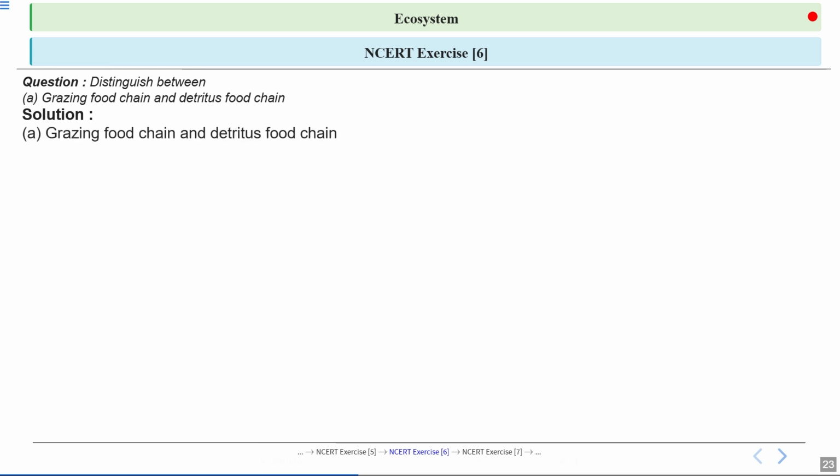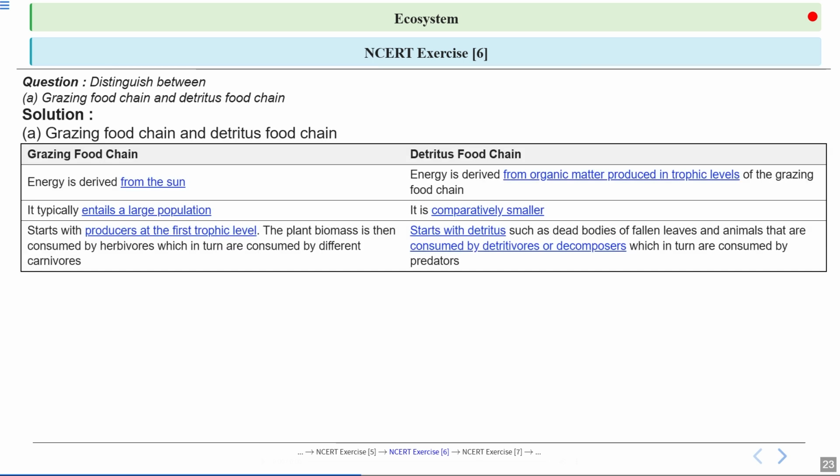First, let's talk about the difference between grazing food chain and detritus food chain. Now you can see the grazing food chain gets its energy directly from the sun, starting with producers like plants, which are then consumed by the herbivores. And in turn, herbivores are consumed by the carnivores. So this chain typically involves larger, more visible organisms and is the main energy pathway in many aquatic ecosystems as well, as well as you can say terrestrial ecosystems as well.